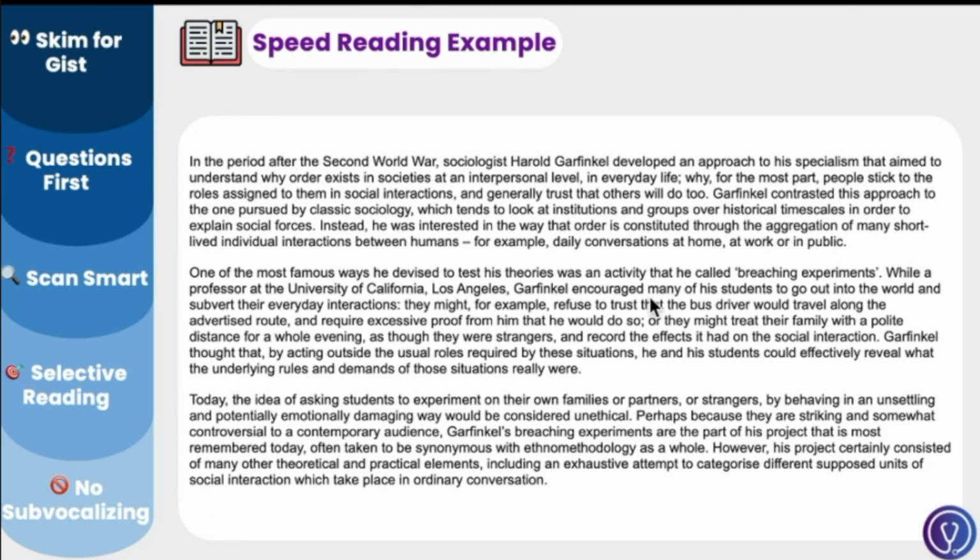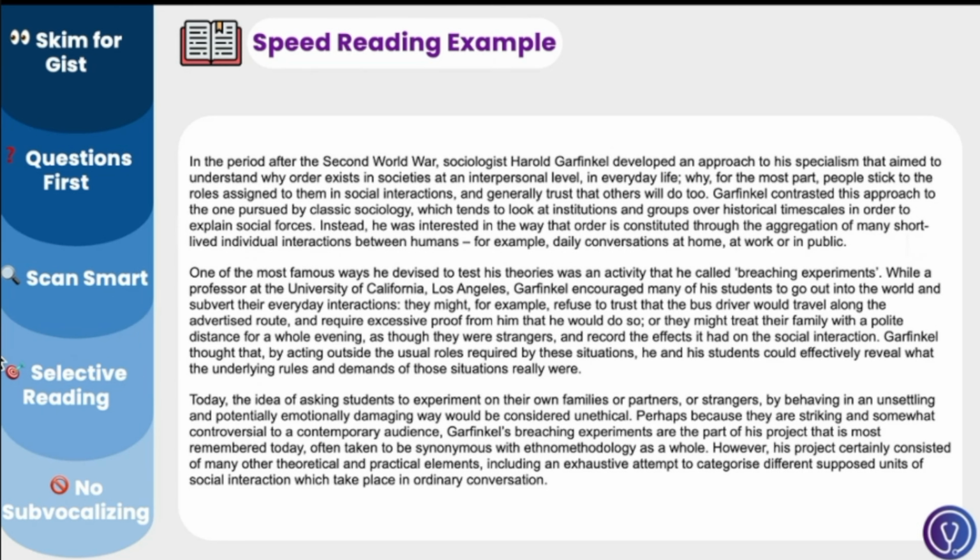We're talking about the period after the Second World War, a sociologist, an approach to specialism, aiming to understand why order exists in society at an interpersonal level. He contrasted this approach to one pursued by classical sociology, which tends to look at institutions and groups over historical timescales in order to explain social forces. So what are we talking about here in these first few sentences? We can get an idea of what this passage is going to be about, which is understanding why order exists. And he is also creating a difference between his approach and classical sociology.